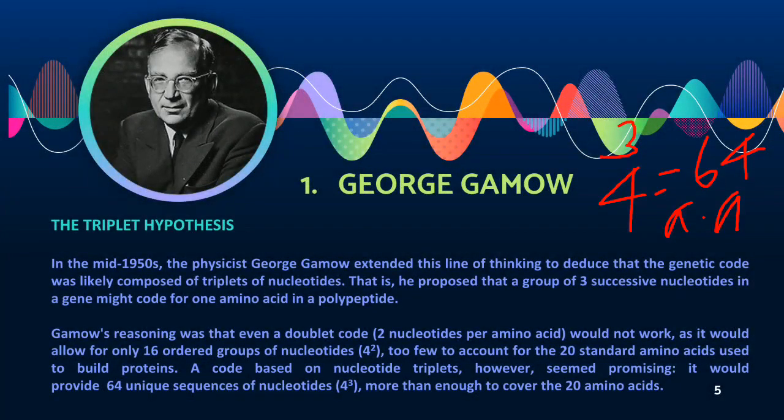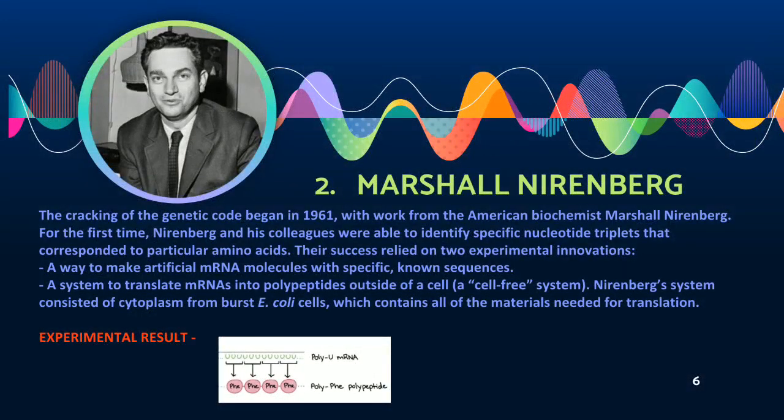Gamow's triplet hypothesis seemed logical and was widely accepted. However, it had not been experimentally proven, and researchers still did not know which triplets of nucleotides corresponded to which amino acids. Here came Marshall Nirenberg. The cracking of the genetic code began in 1961 with work from the American biochemist Marshall Nirenberg. For the first time, Nirenberg and his colleagues were able to identify specific nucleotide triplets that corresponded to particular amino acids. Their success relied on 2 experimental innovations.